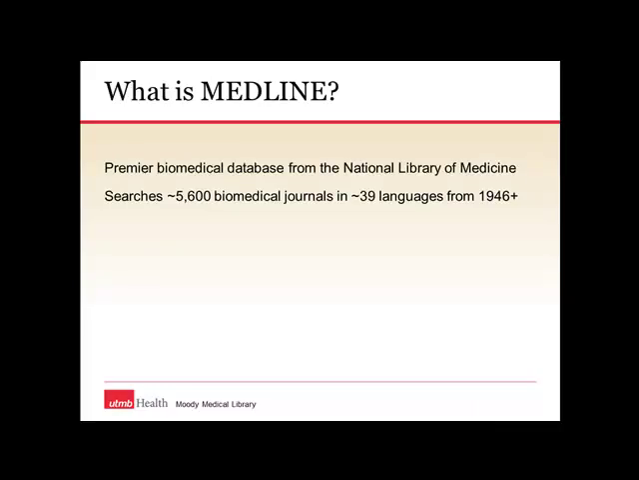What is Medline? Medline is the premier biomedical database from the National Library of Medicine, searching the biomedical literature from 1946 to the present. The biomedical literature is actually just about 5,600 journals that the National Library of Medicine has chosen to include, covering about 39 different languages. Medline does only include journals, so you won't find conference proceedings, books, videos, or anything like that in the database, journal articles only.